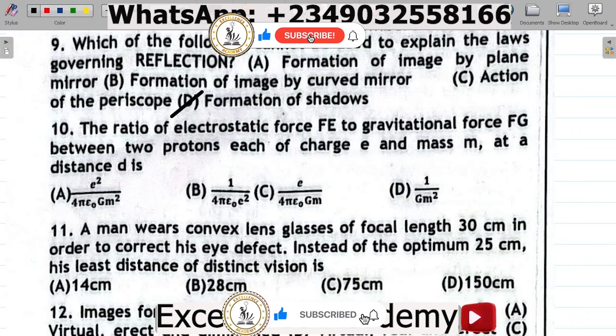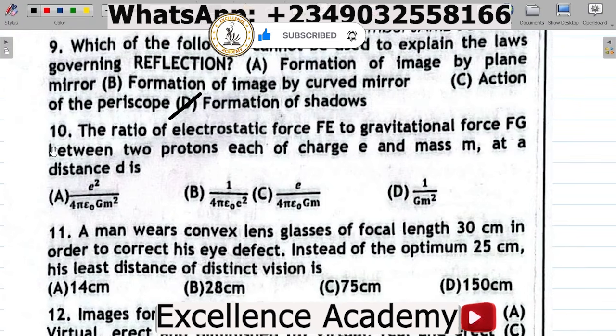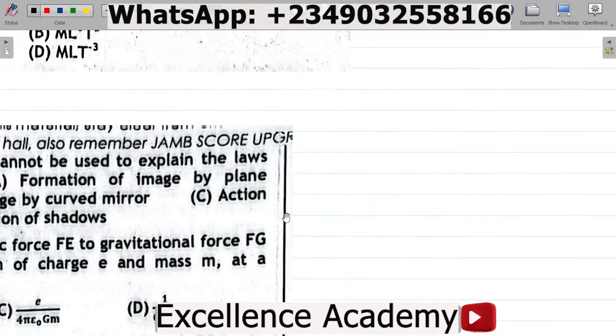All right. Okay, next up, question 10, the final question for this video. Question 10 says the ratio of electrostatic force Fe to gravitational force Fg between two protons, each of charge E and mass m at a distance d is, you have option A, option B, option C, and option D. So how do we solve this question?